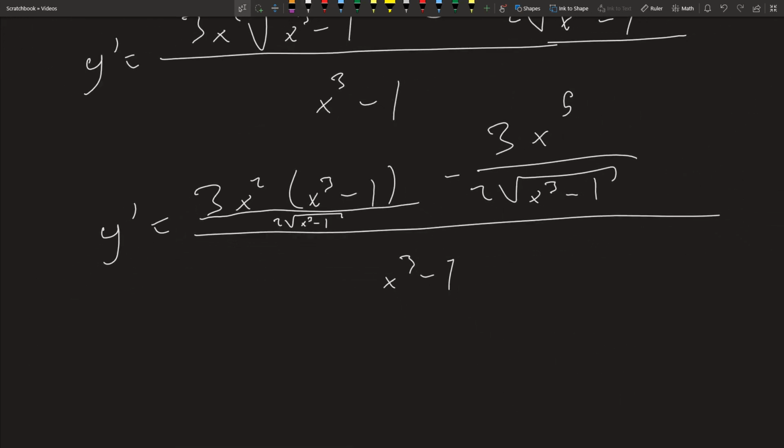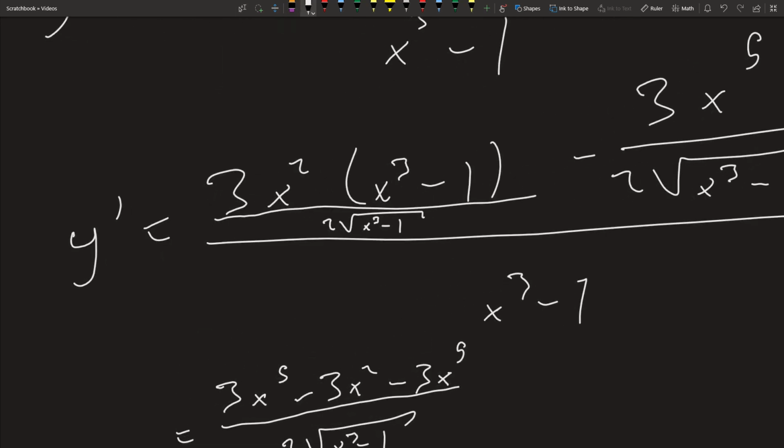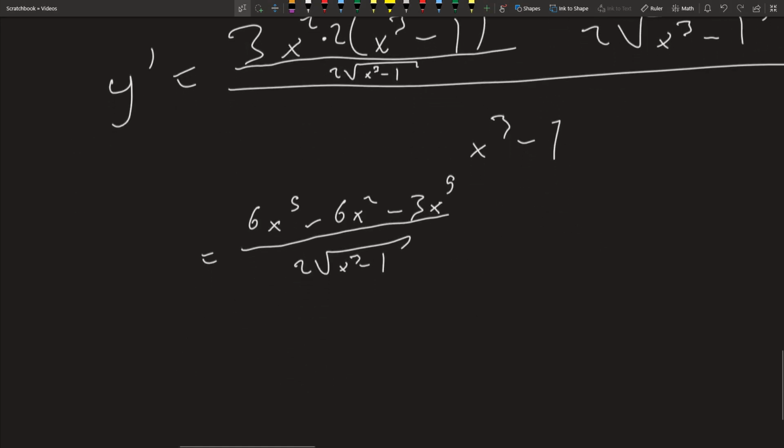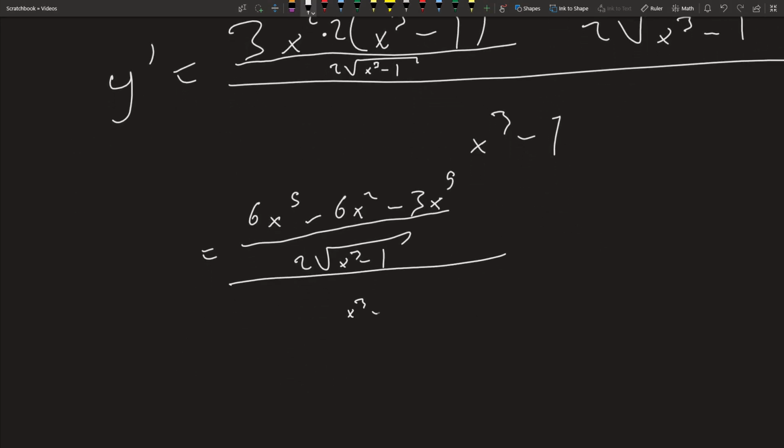Now combine the fractions. We have, and distribute. So we have 3x to the 5th minus 3x squared minus 3x to the 5th all over 2 radical x cubed minus 1. Sorry, I made a mistake. I need to multiply by 2 here. So this becomes 6x to the 5th minus 6x squared minus 3x to the 5th. Yeah, and then we have this all over x cubed minus 1.